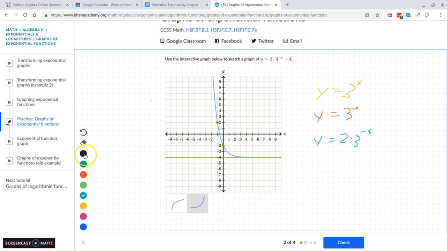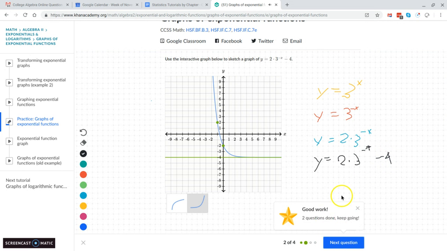Okay, so this should give me the function that I'm actually looking for. y is equal to 2 times 3 to the -x minus 4. Okay, so let's check it real quick. I hope that helps a little bit on this exponential graphing tool and how to transform those functions.